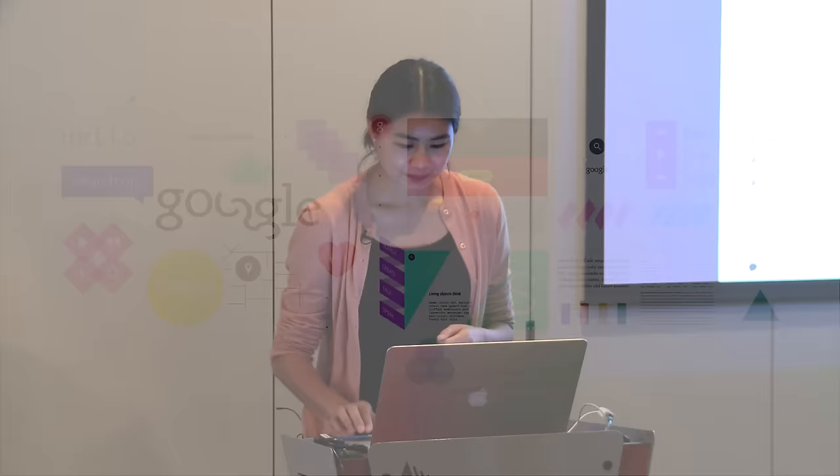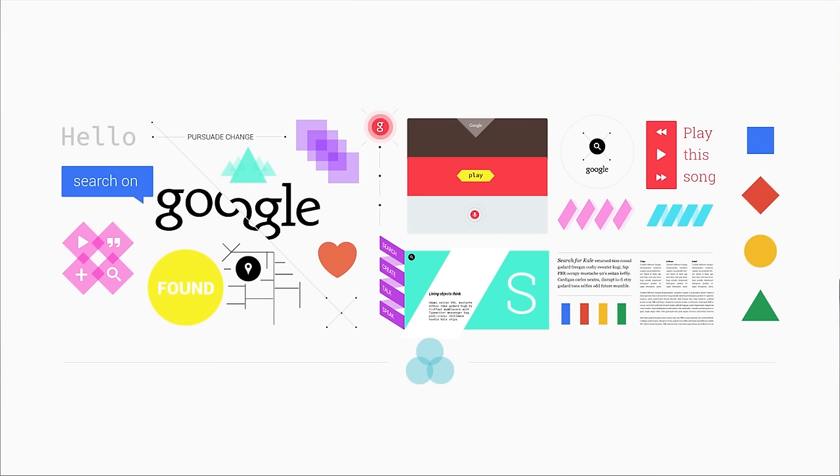So in around 2012, 2013, winter-ish, we locked a bunch of our visual and motion designers together in a room in New York. And we had them imagine what could Google look like as a brand, completely reimagined? What was their dream of Google, and what could it be?